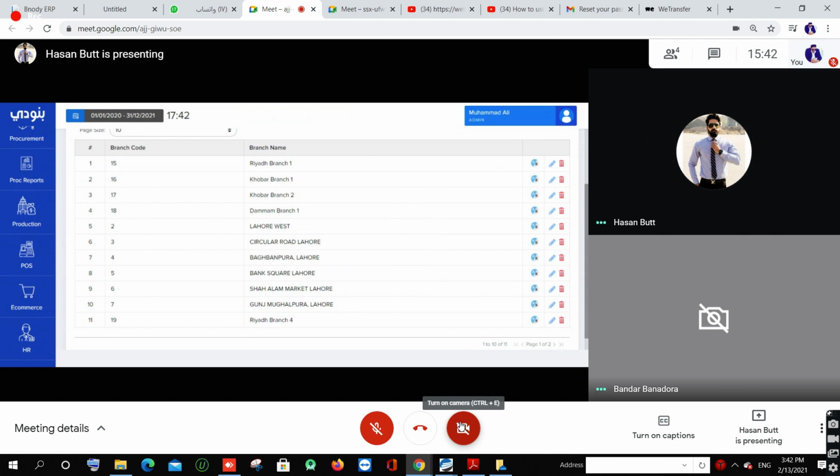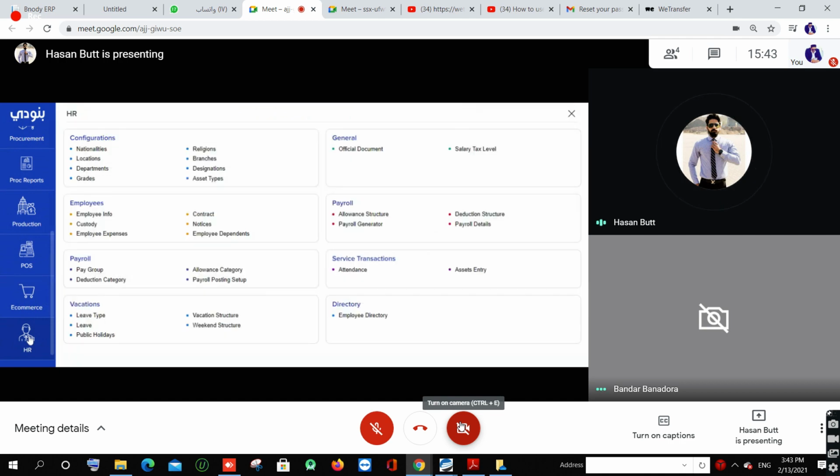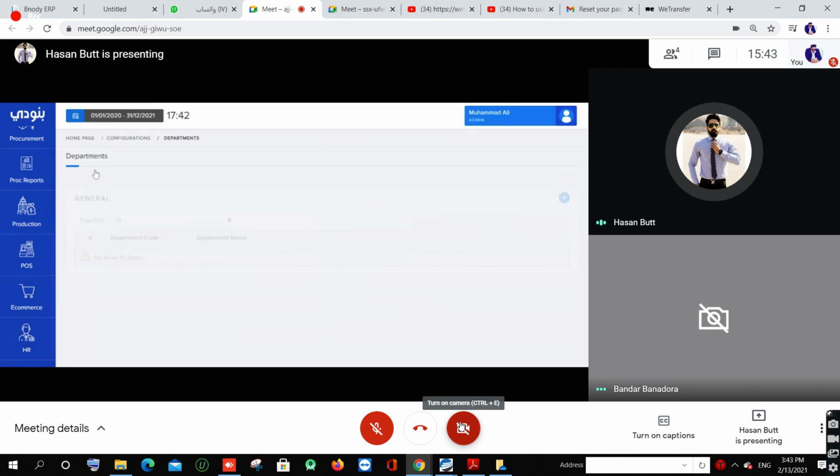Very good. Okay, so HR has a different point of view regarding the procurement or the finance. So it has a little bit different module for that. All right. After that, the branches have been done, and we have the departments.